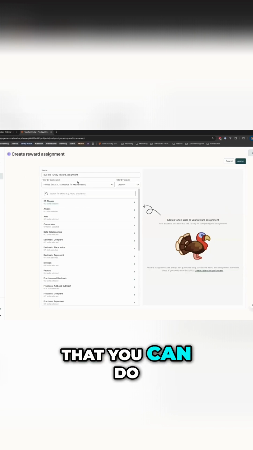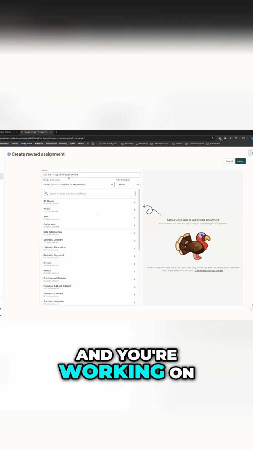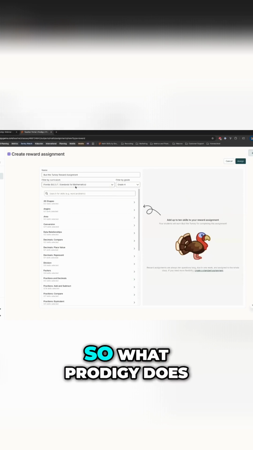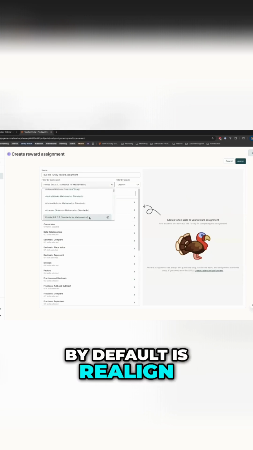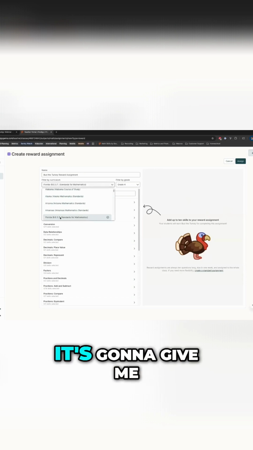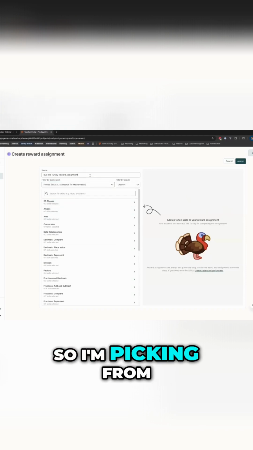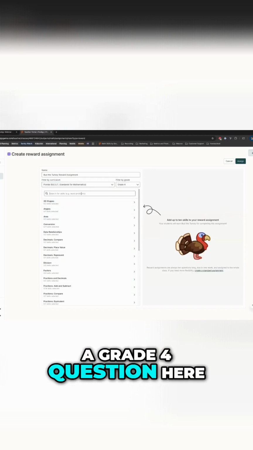One of the things that you can do is, let's say you're using Mammoth Math and you're working on a particular skill. What Prodigy does by default is we align it to your state curriculum. For example, if I'm in Florida, it's going to give me the Florida B.E.S.T. standards here. And let's say I'm a grade 4 student, so I'm picking from a grade 4 question here.